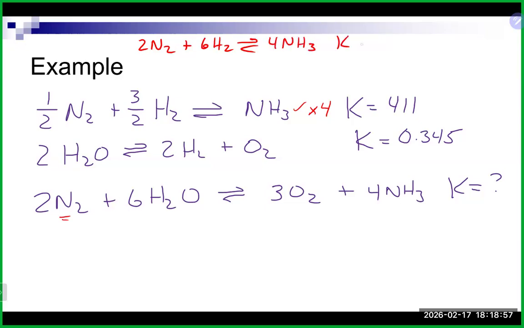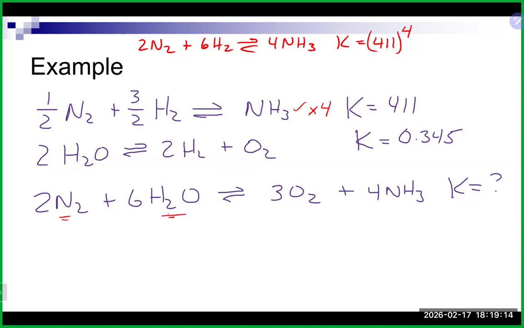And since I multiplied by 4, remember we're not going to multiply the K value by 4, but we are going to take it to the 4th power. So again, a very common mistake. People always want to multiply the K value by that. You do not. You have to take it to the power.